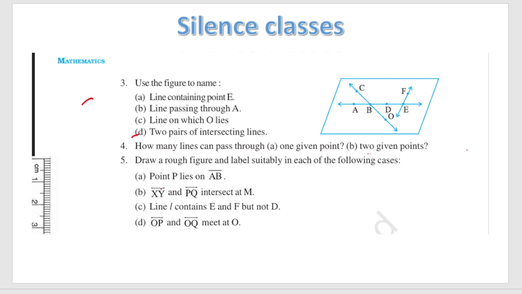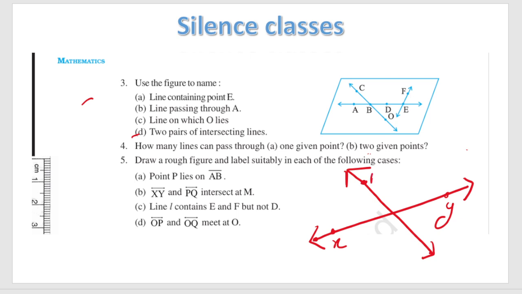It's a line XY and PQ intersect at M. Means if we draw line XY like this, it is a line, the name of the line is XY. And if I draw a line PQ, and they intersect at M, it means over here they are intersecting, crossing each other, so we can write M over here.